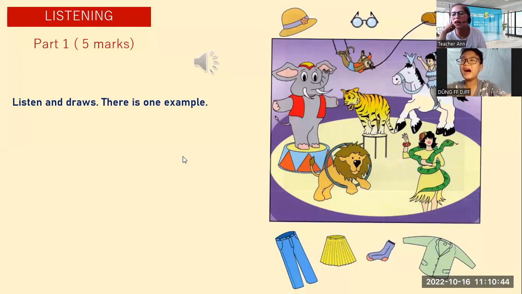1. Put the glasses on the elephant. Sorry, where? Put the glasses on the elephant. 2. Put the trousers on the tiger. Sorry, what? Put the trousers on the tiger. 3. Put the jacket on the lion. Sorry? Put the jacket on the lion. 4. Put the sock on the horse. Where do I put it? Put the sock on the horse. 5. Put the hat on the snake. Pardon? Put the hat on the snake.